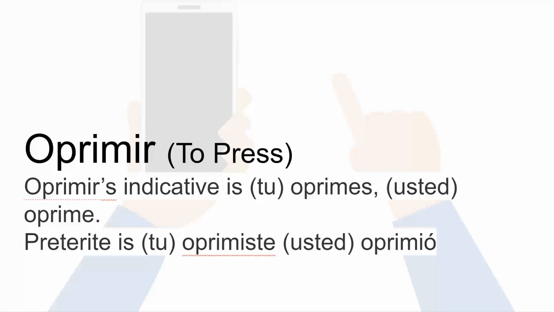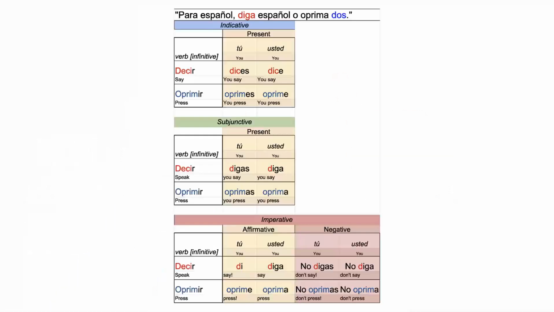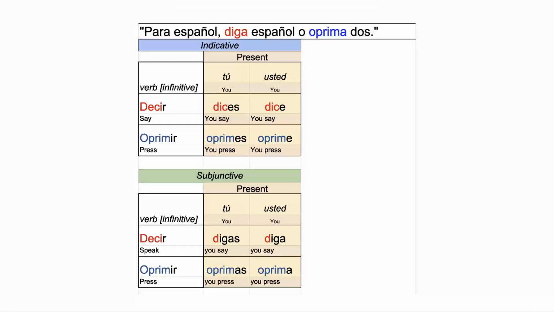So why is it diga and oprima? Let's get to the answer. Here's the chart explaining the verbs decir and oprimir, the difference between indicative, subjunctive, and imperative, for second person and third person, tú and usted. Please note that the verb decir is an IR verb, but it's an irregular verb. And oprimir is also an IR verb, but it is a completely regularly conjugating verb.